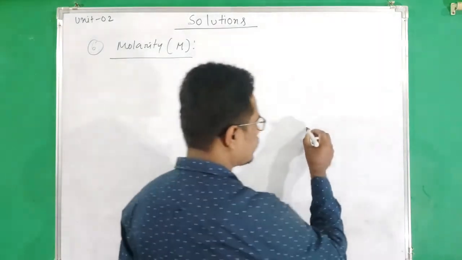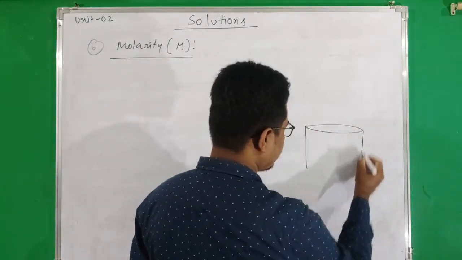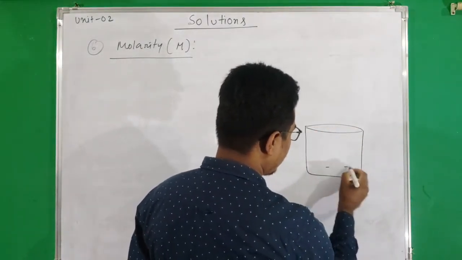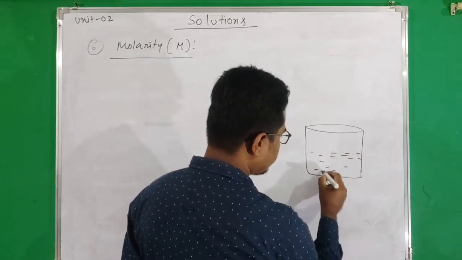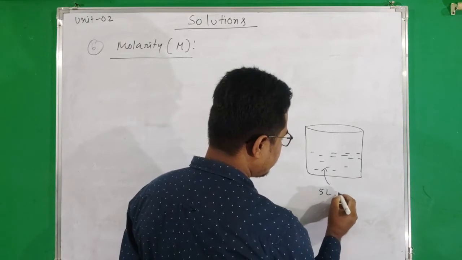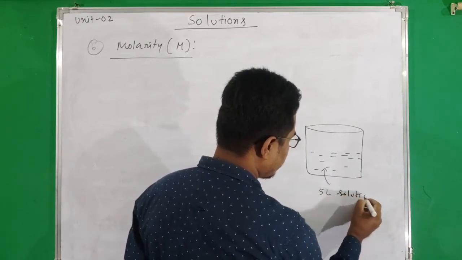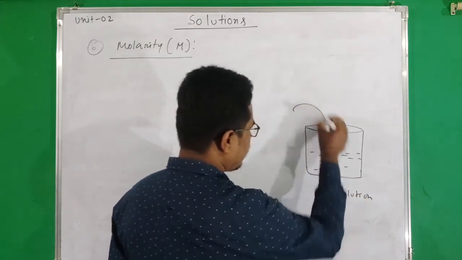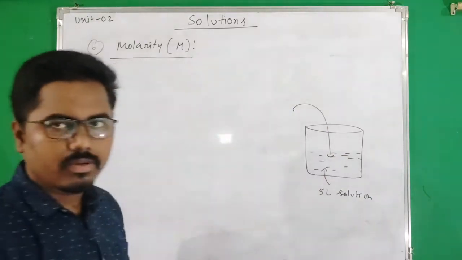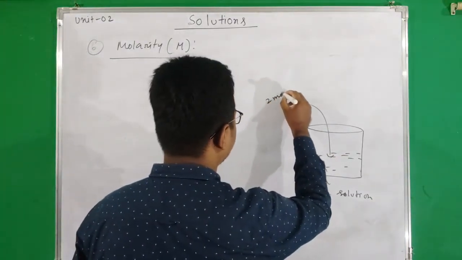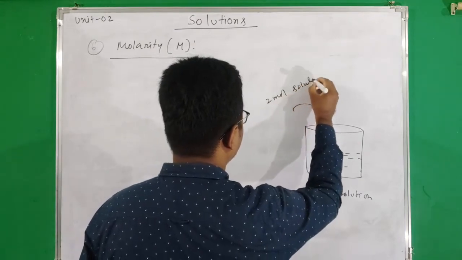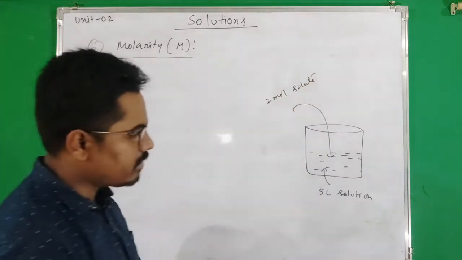Suppose I have a solution whose volume is 5 liter. The volume of the solution is 5 liter, and the amount of solute present in this solution is, suppose, 2 mole. 2 mole solute are present in 5 liter solution.